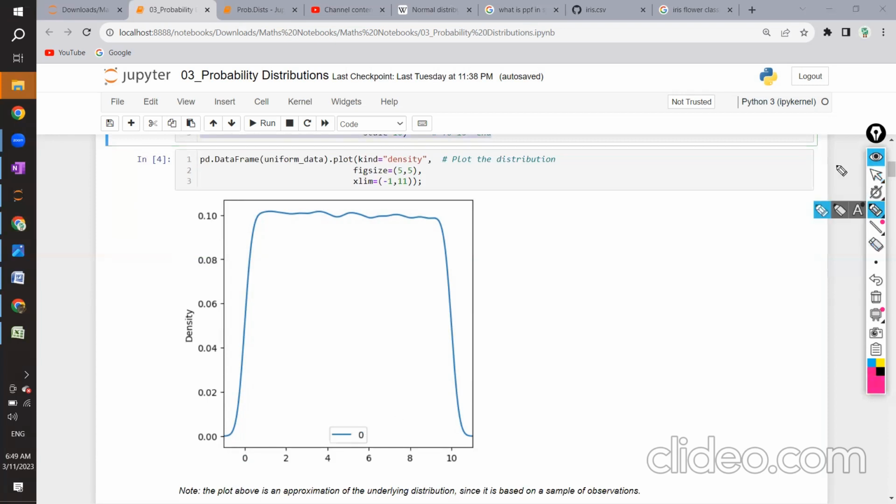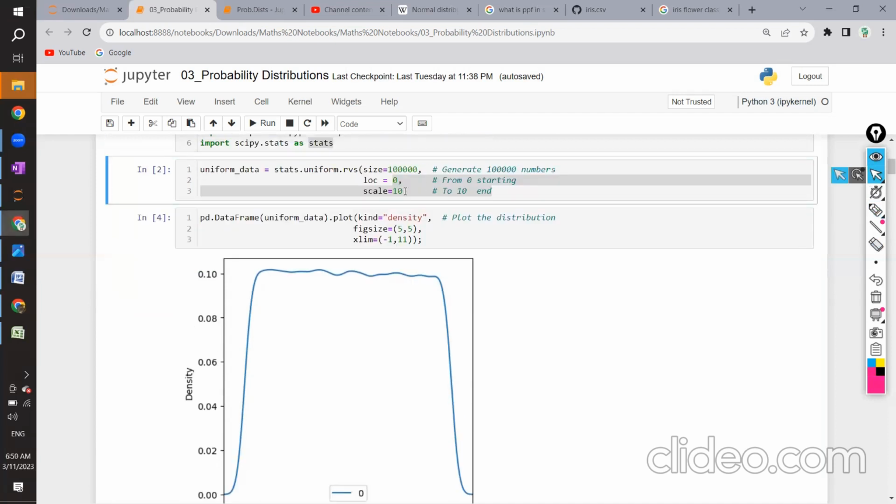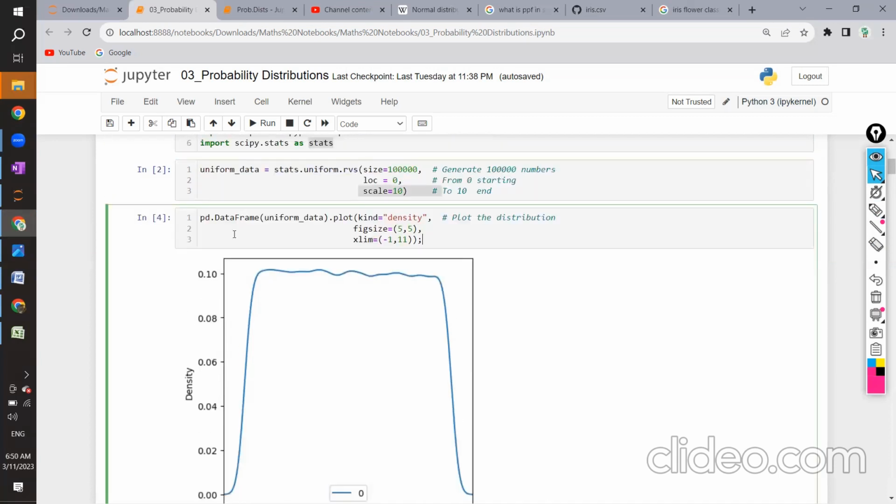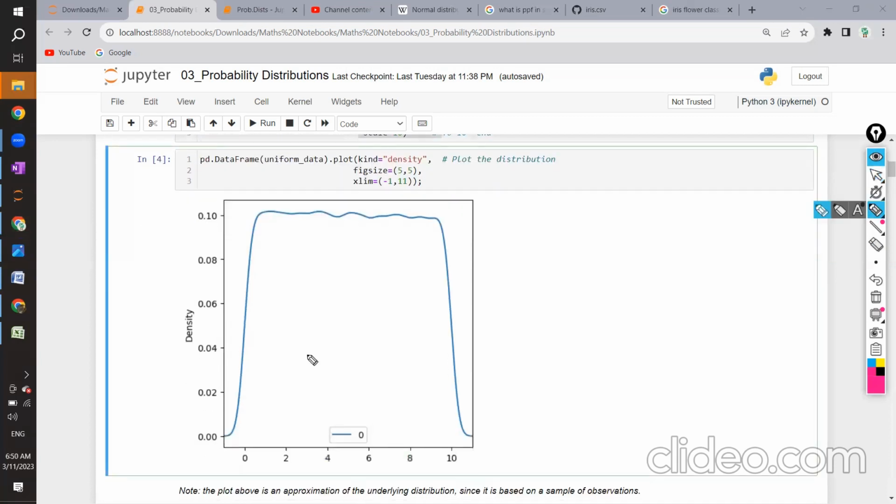Fine. So the main thing is you just need to know how to draw a uniform distribution: stats.uniform.rvs, size, starting, ending. Now when we plotted, we got this diagram. In this diagram you can clearly see the uniform distribution.